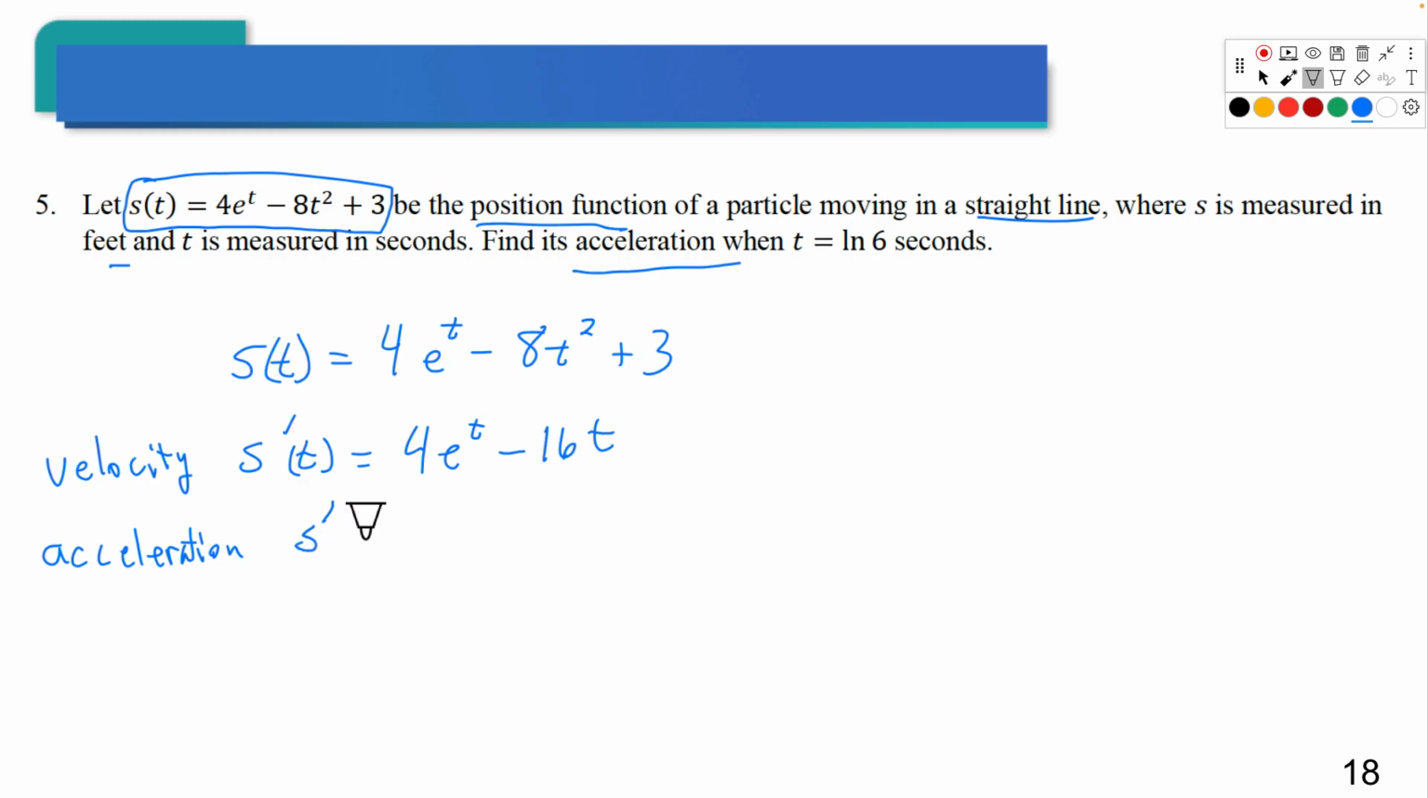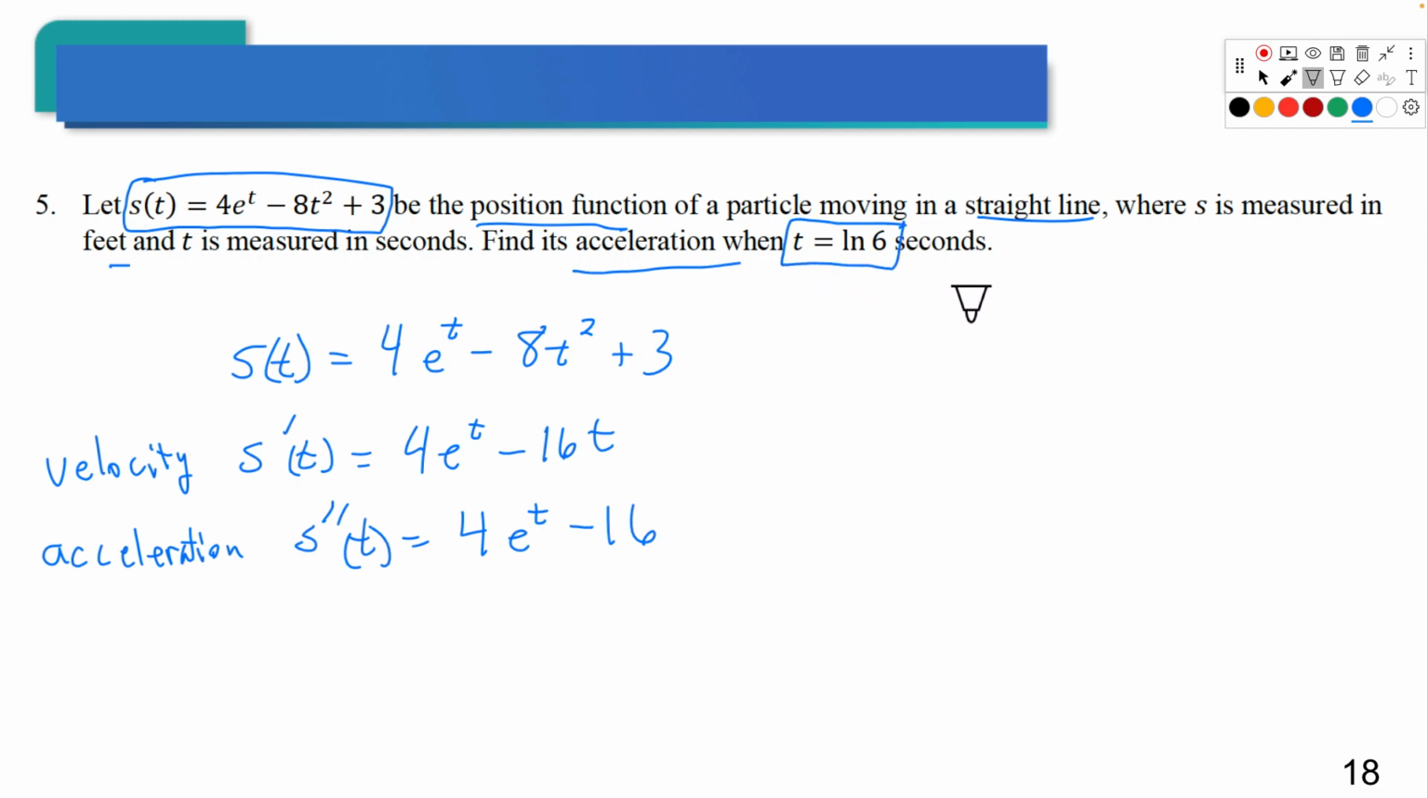To get to acceleration, we take the second derivative. And again, 4e to the t, its derivative is still 4e to the t. The derivative of negative 16t is just going to be negative 16, right? t to the 0, which is 1, so there's our derivative. Now, if the question wanted the acceleration in terms of t, we're done, right? This is in terms of t. It's a formula. It's got the t in there. But this one gives us a particular value for t.